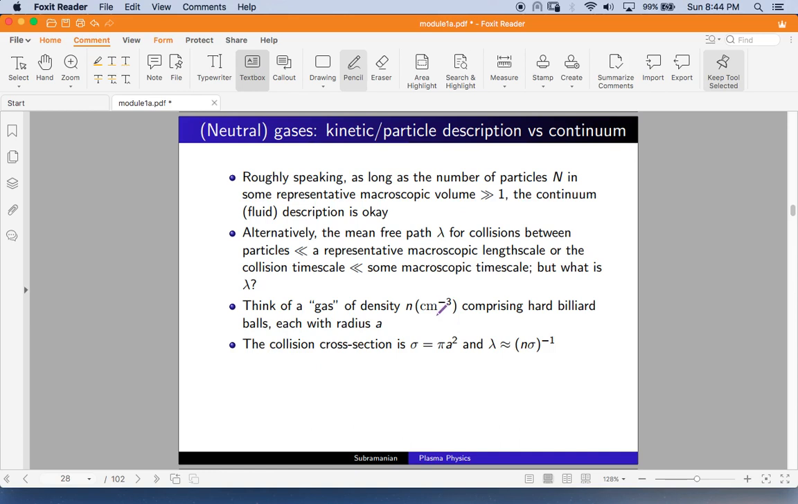we implicitly assume that there are so many of these little balls that it's meaningful to talk about density. If there are just one or two balls like this, it makes no sense to talk about a density of balls, right? It's only when you have many, say about 100 or more balls in a given macroscopic volume, that it makes sense to talk about the density, right? So let's assume that that is indeed the case, and the collision cross section is pi a squared, and the mean free path would be 1 over n sigma.